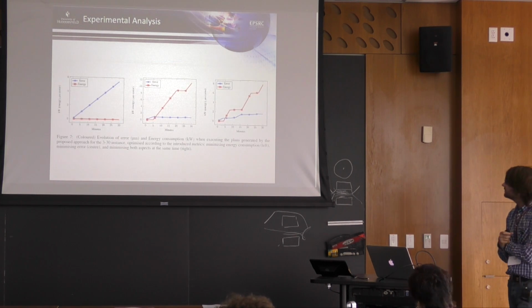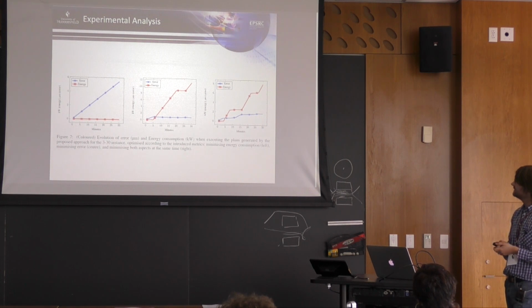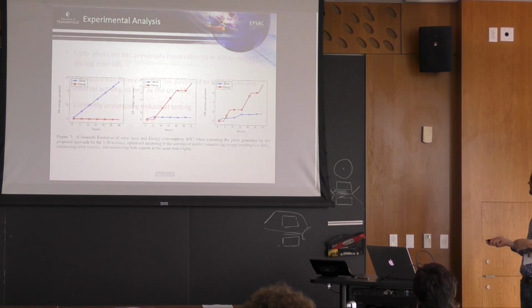So just a quick graph to show you, which is what you'd expect. If you minimise energy, obviously the error increases; if you minimise error, the energy increases. Then there's a compromise in the middle, which is really what we want.